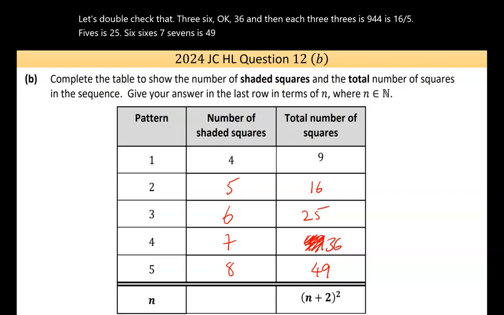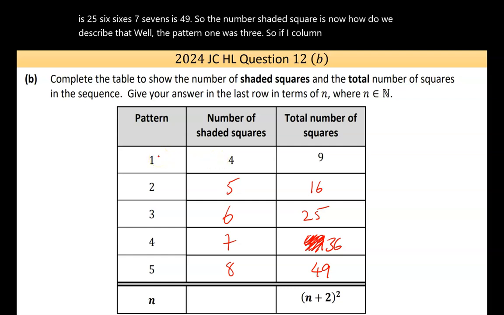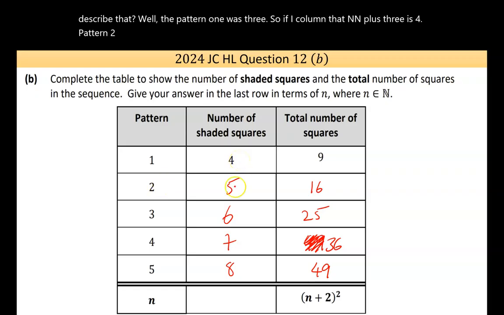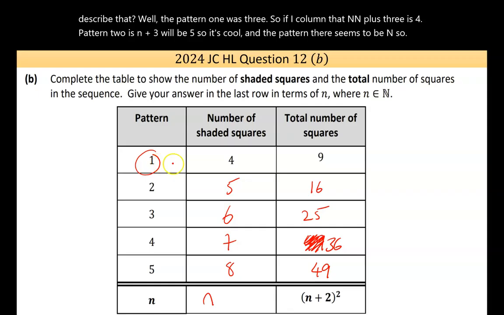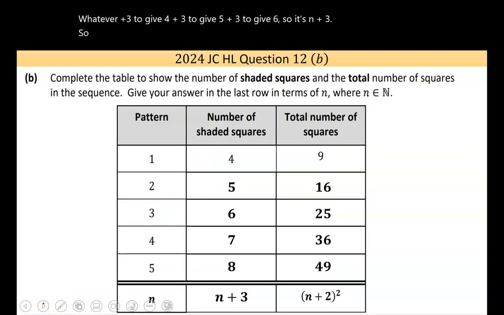So the number of shaded squares, now how do we describe that? Well, pattern 1 was 3. So if we're calling that n, well, n plus 3 is 4. Pattern 2, n plus 3 would be 5, so it's cool. So the pattern there seems to be n, plus 3 to give 4, plus 3 to give 5, plus 3 to give 6. So it's n plus 3. So that's that.